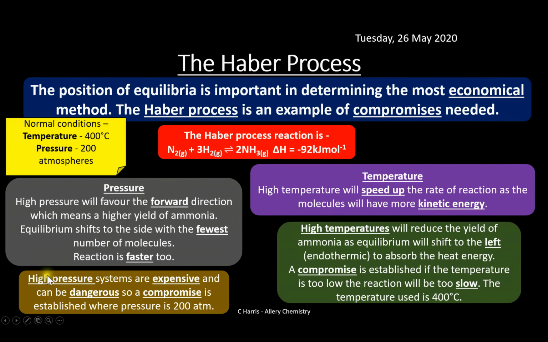So we have to come up with a compromise here, and the compromise is that a temperature of 400 degrees Celsius is used. If you have a temperature that's too low, then the reaction will be far too slow. We can't just say, why don't we just do it at room temperature? Well, it would take ages to make the product. Yes, we'll get a good yield of product, but it would take forever to actually get that made. So that's not very good. The compromise here is we use a temperature of 400 degrees alongside the pressure of 200 atmospheres.